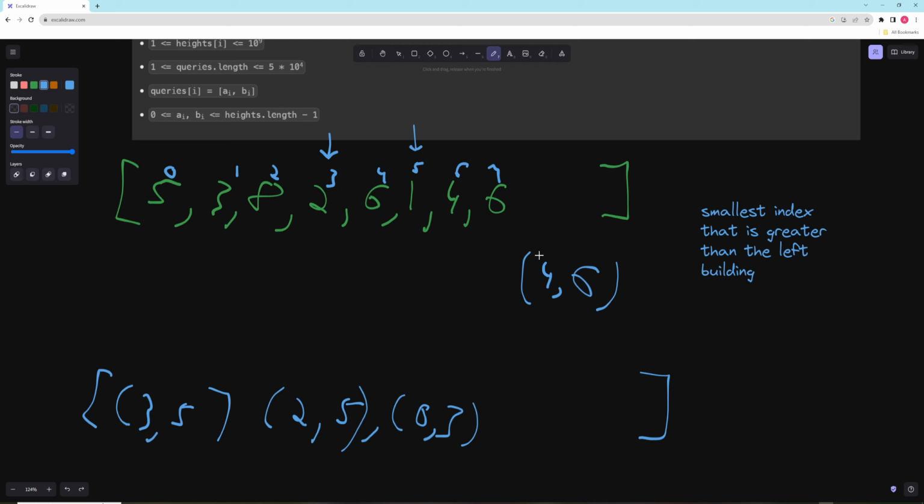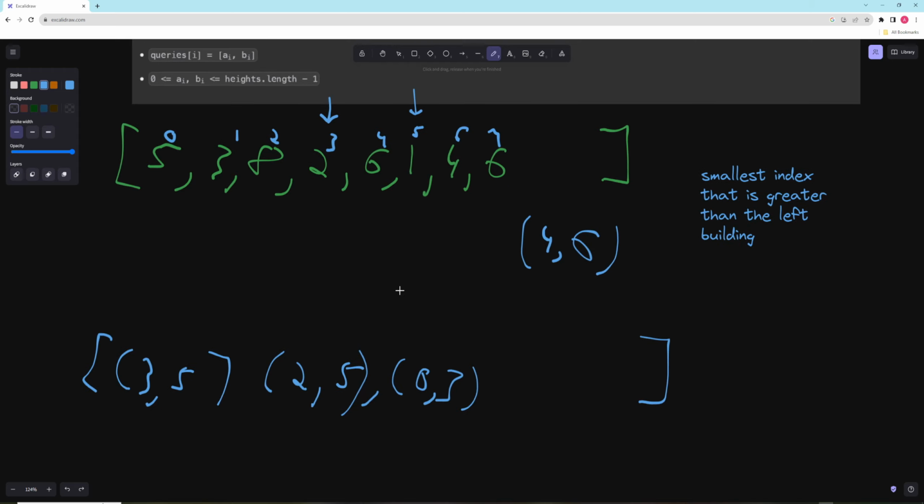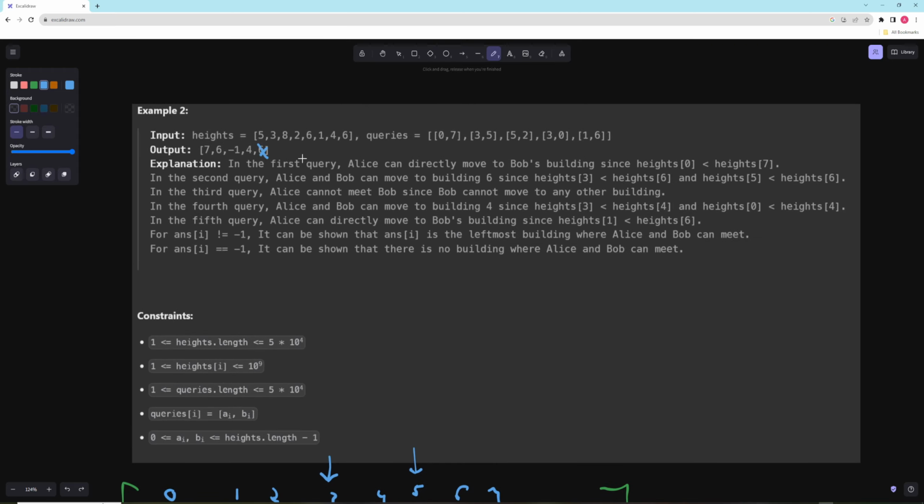And so we can just easily binary search in here and find that, the smallest index is this one over here, right? That this value is greater than A. So that query is solved, right? That index is going to be 6.